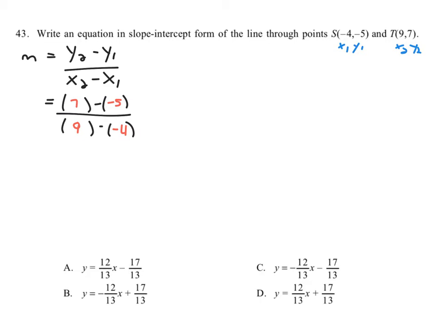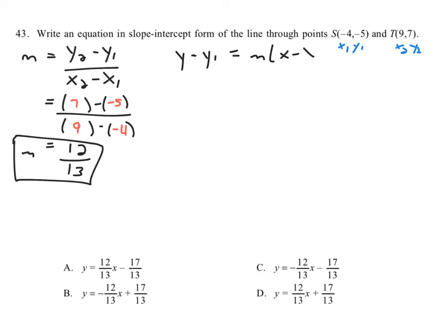Then simplifying out what we get, 7 minus -5 is 7 plus 5, it's 12. 9 minus -4 is the same as 9 plus 4, 13. So we've got a slope of 12 over 13. Not the final answer, but we're doing good. It's a good start. Now I want to write this in point-slope form. So I'm going to say y minus y1 equals m parentheses x minus x1.